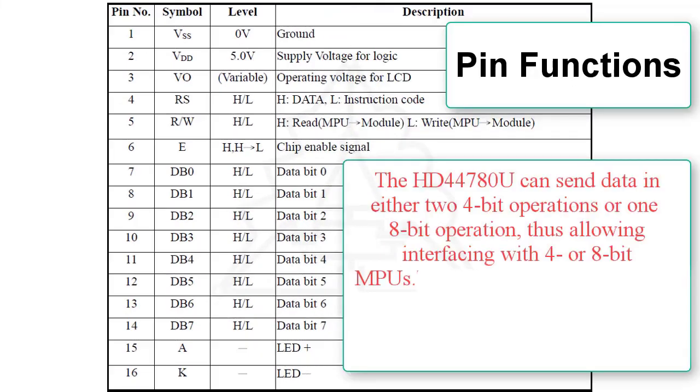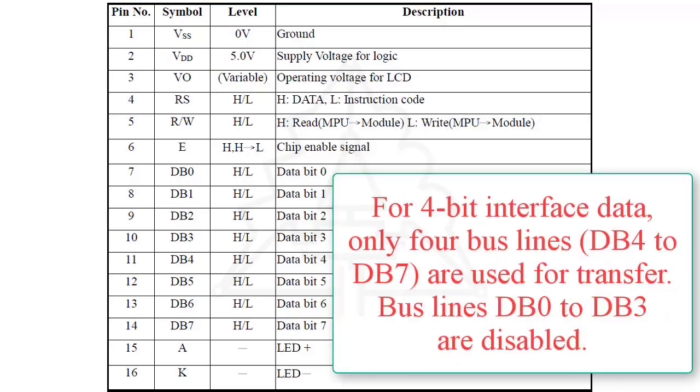The HD44780 can send data in either two 4-bit operations or one 8-bit operation, thus allowing interfacing with 4 or 8-bit MPUs. For the 4-bit interface, only 4 bus lines, DB4 to DB7, are used for transfer. Bus lines DB0 to DB3 are disabled.